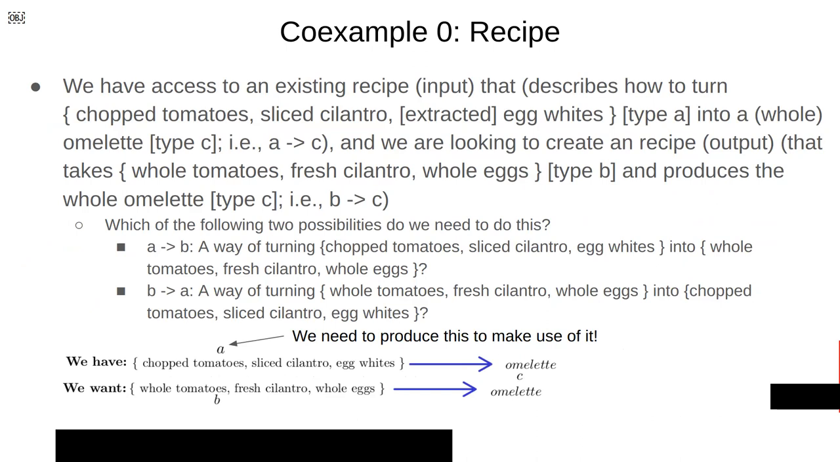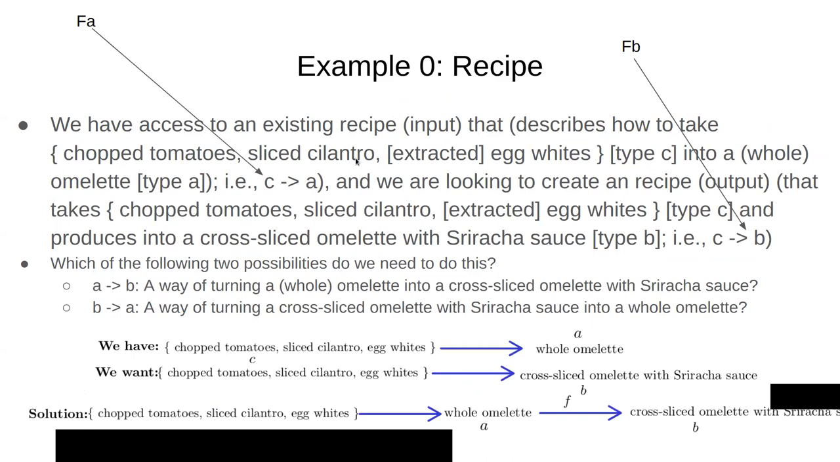Okay, now I'm going to have a variant of this example. Now we're going to have A and B on the opposite side. C is going to be produced. So suppose we have a recipe that has some original ingredients that includes extracted egg whites. And we want to produce a whole omelet in both cases. So we have a recipe that starts with these ingredients, including extracted egg whites. That's our original recipe, just like it was before.